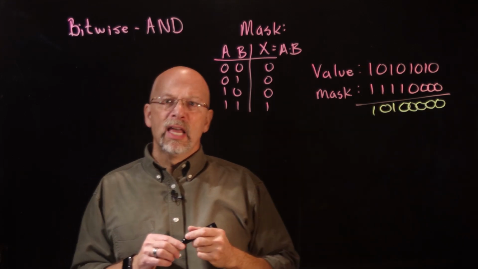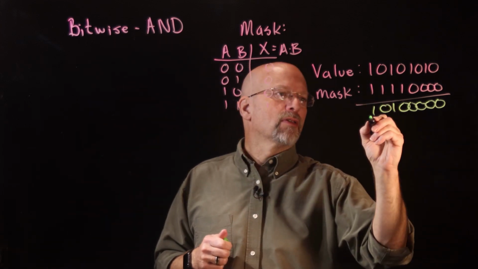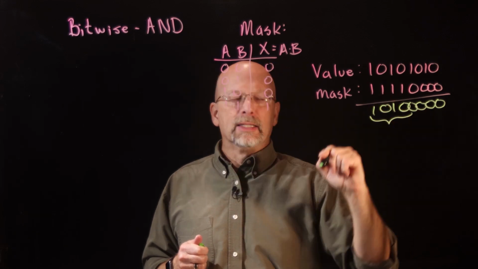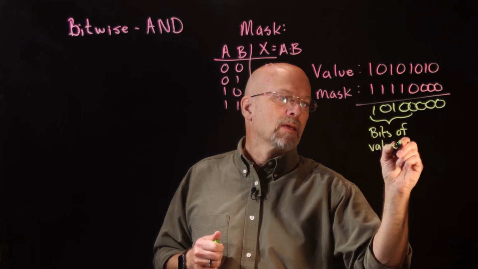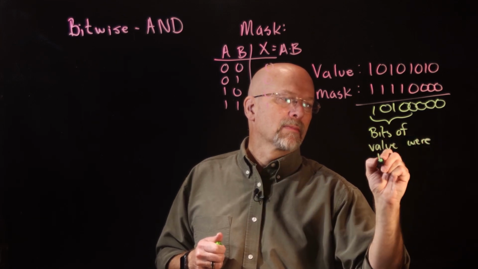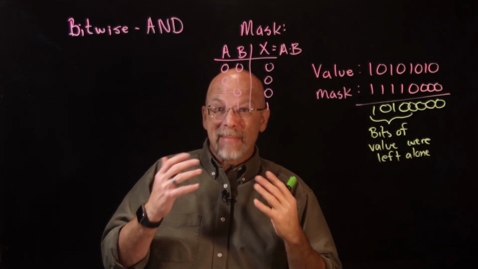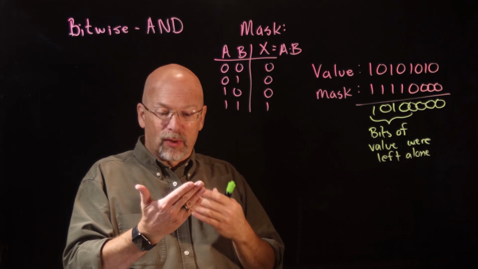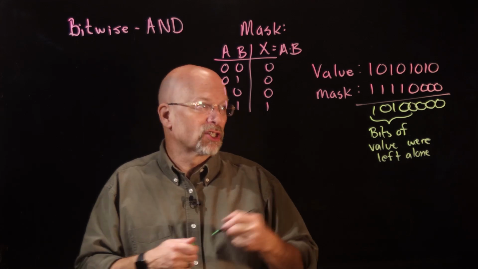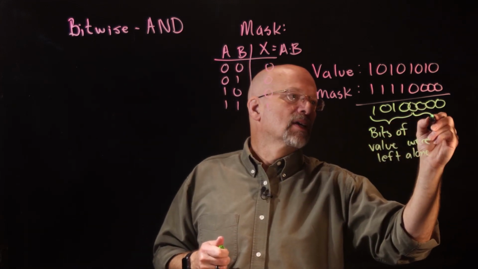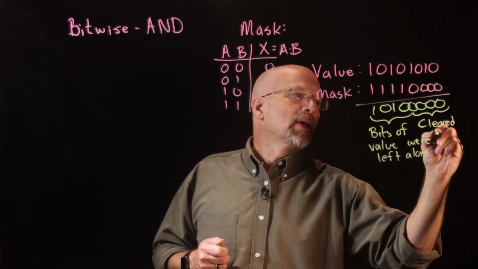All right? Now I want you to take a look at what has happened in this operation up here. In the portion of the mask where there were 1s, the bits of the value were left alone. All right, it's kind of like the silkscreen mask. It was keeping the paint from coming through. It was making it so that the original value was left unchanged. In the portion of the mask where the bits were 0, it cleared the bits.